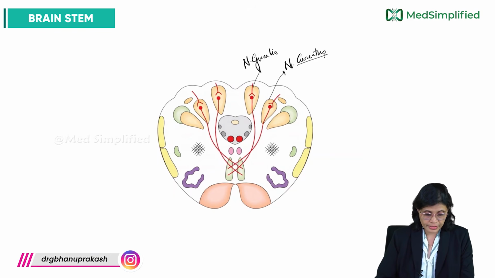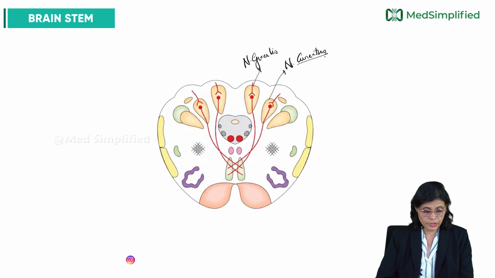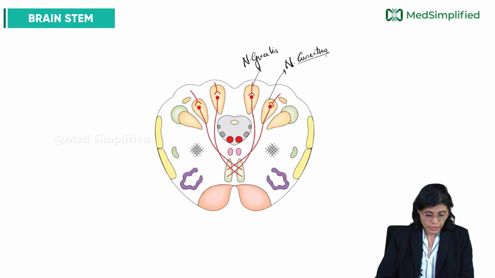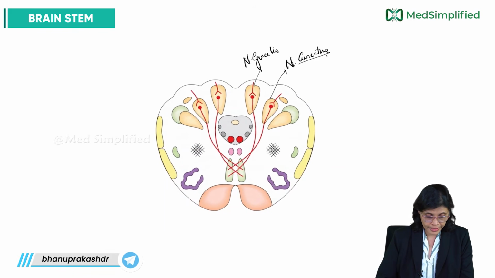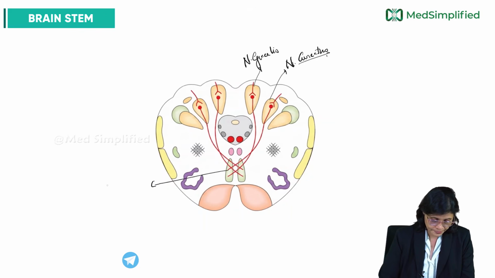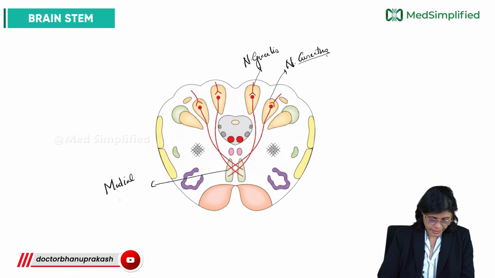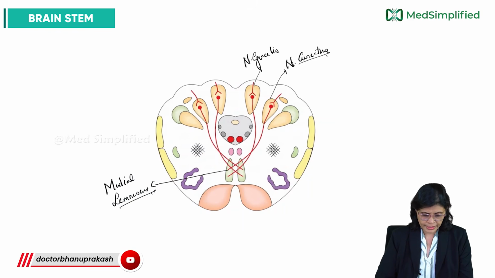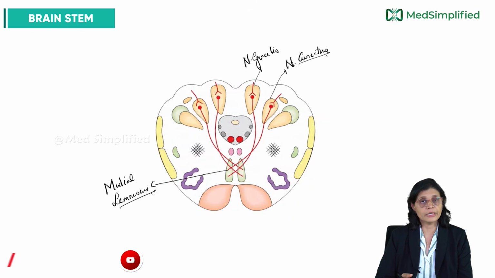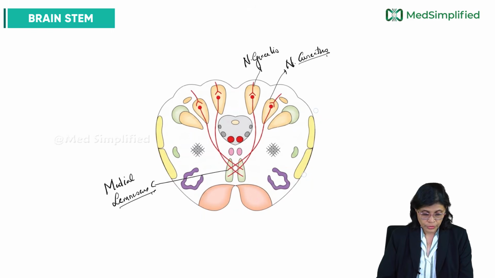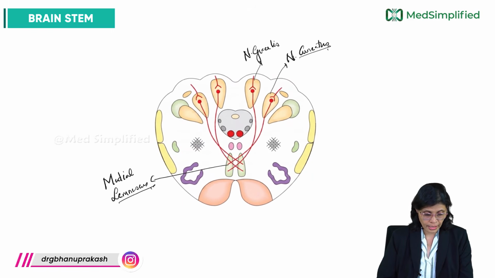Basically these fibers are carrying sensations of discriminative touch, pressure, and vibration. They will decussate in the median plane and then turn upward, and as they pass upward we call them the medial lemniscus. In this decussation, the gracile fibers will be lying medial to the cuneate fibers.